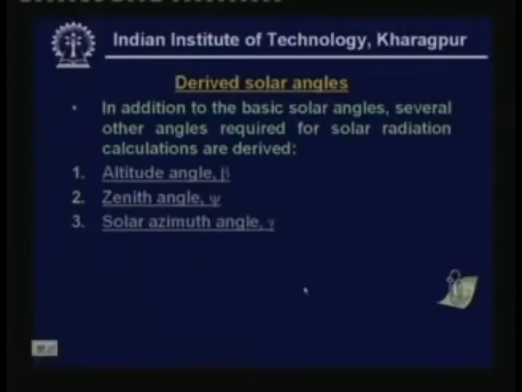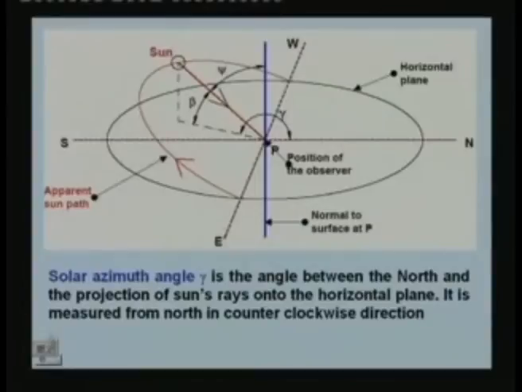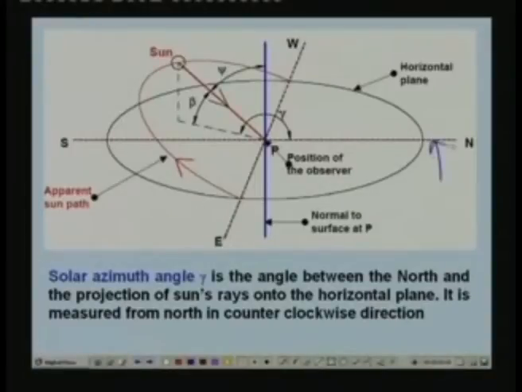The next important angle is what is known as the solar azimuth angle. Again we refer to the same figure, and the solar azimuth angle gamma is the angle between the north and the projection of the sun's rays onto the horizontal plane. As I said, this is your north direction. The projection of the sun's rays onto a horizontal plane is this line. So, the azimuth angle is the angle between this line and this line. That is nothing but this angle, given by gamma, and this is measured in the counterclockwise direction.